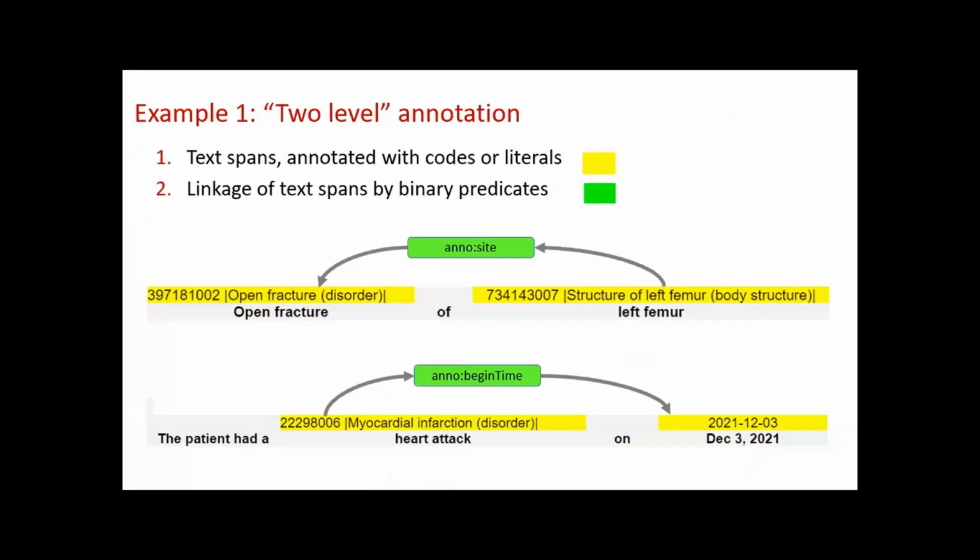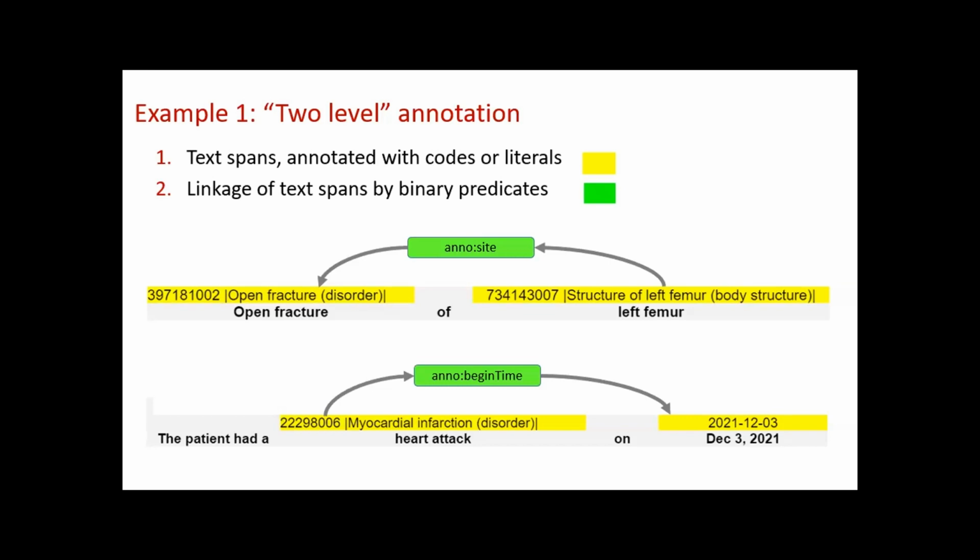So here just some examples. For instance, here the so-called two-level annotations, text spans with codes or literals. Here one case like open fracture of left femur, and the patient had a heart attack on December 3rd. You see in the upper example a concept to another concept, in the lower a concept to a literal, and you have this annotation, this relation annotations with a prefix anno, which is really tailored to what the users can understand and easily process.